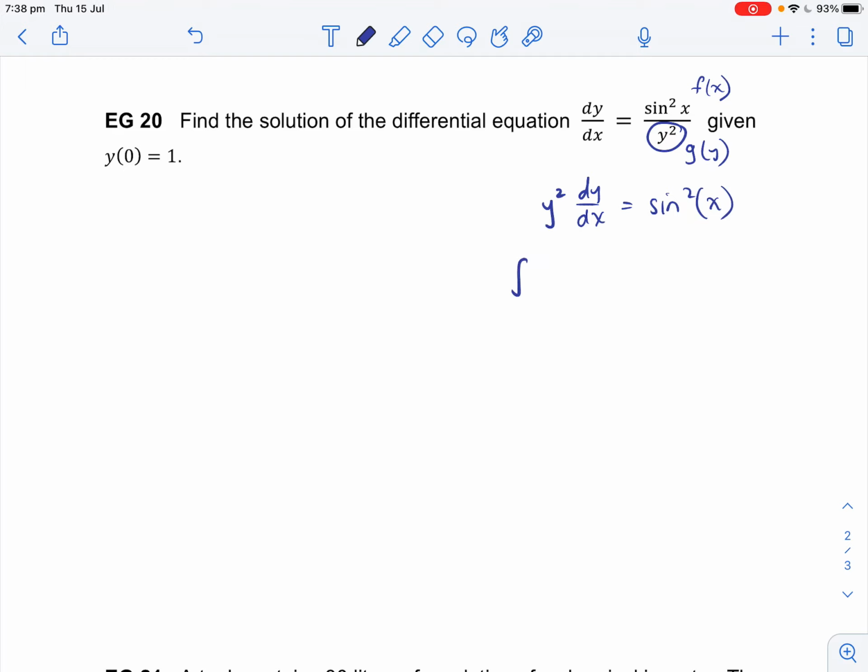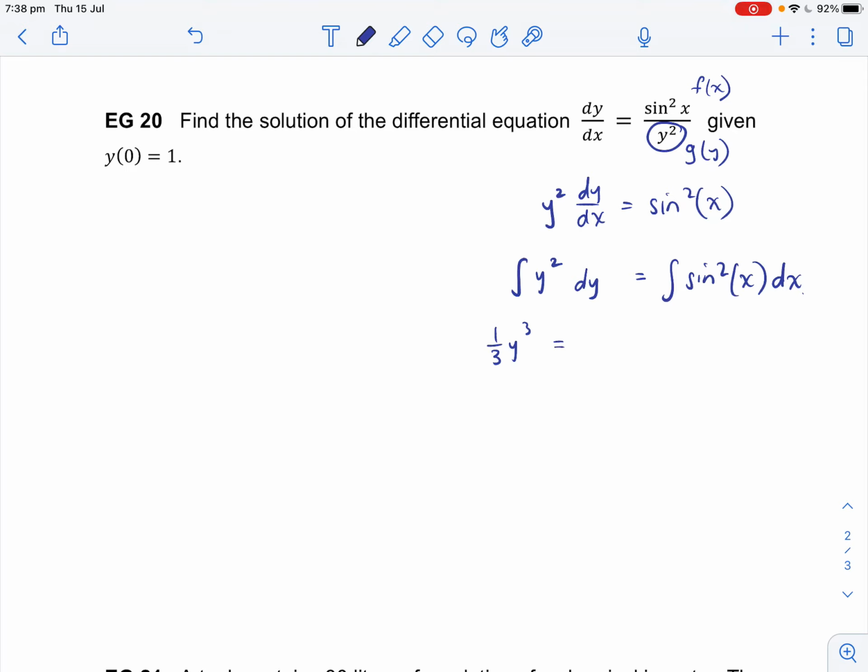Okay, so now we're going to take the integral in terms of x on both sides, and I could write dy dx times dx, but I'm going to save myself the time. I don't really need to show that step, so I'm just going to write dy and the integral in terms of x on the right hand side. Cool. Left hand side's easy to do. That's a 1/3 y cubed.